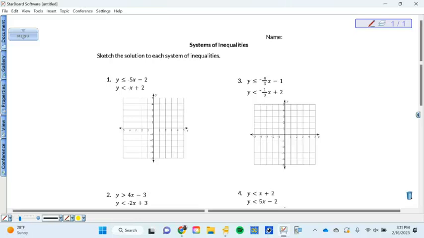Let's take a look at this side of the paper, okay? Let's take a look at this side.